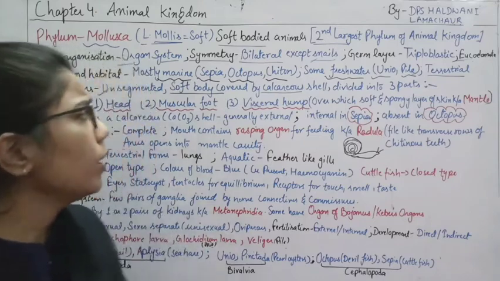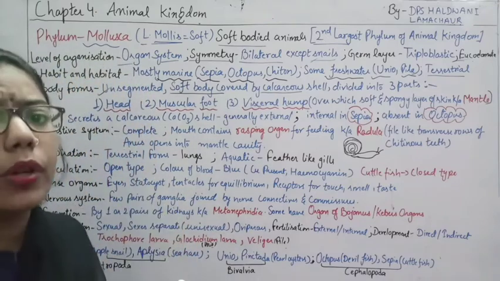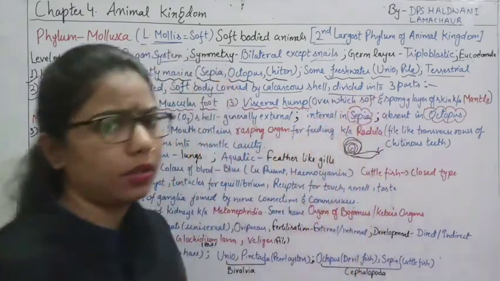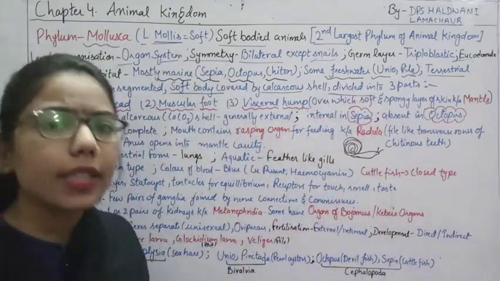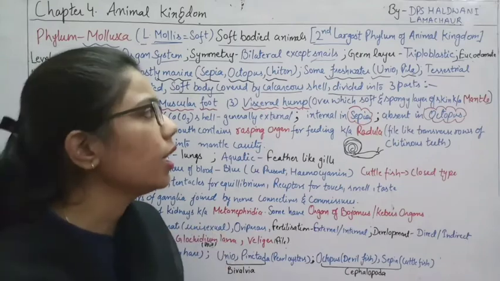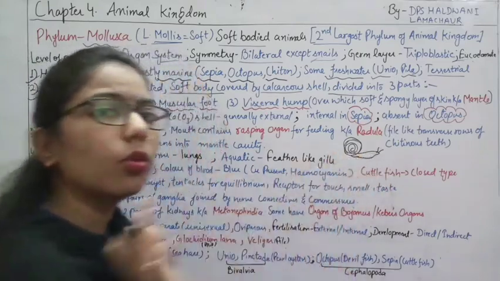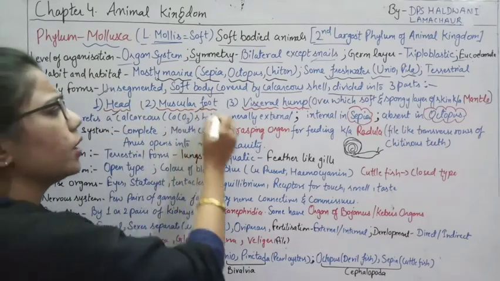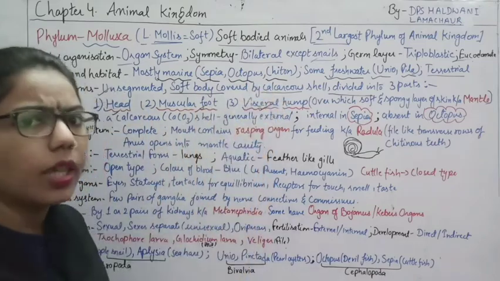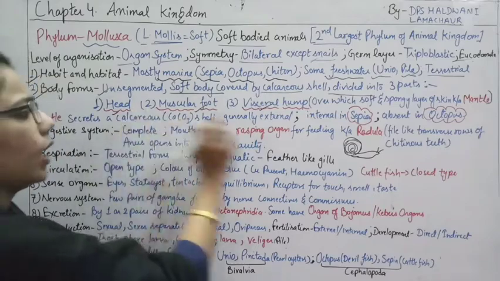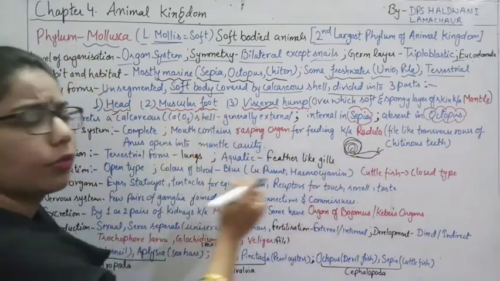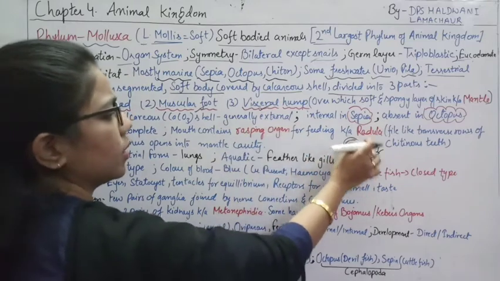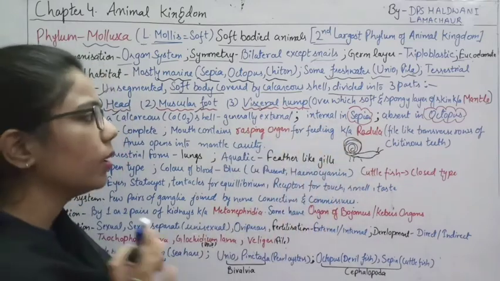Okay, now we have talked about the outer body surface. Along with this, the body is divided into three parts. As we are saying, it is not segmented, there is no segmentation, but we have divided the body into three parts. We can say head, muscular feet, and the visceral hump. Okay, how have we divided the body? Head, muscular feet, and this hump is present. Okay, a hump like structure you can see.